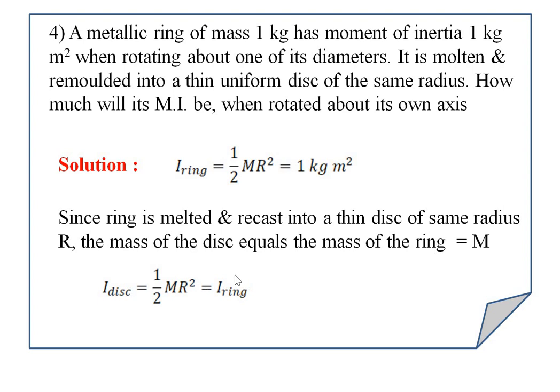So here the moment of inertia of the disc has the simple formula 1/2 m into r square, which is nothing but the moment of inertia of the ring, that is, moment of inertia of the disc is equal to moment of inertia of the ring. So here we get the final answer, that the moment of inertia of the disc is 1 kilogram meter square. So let's see the next example.